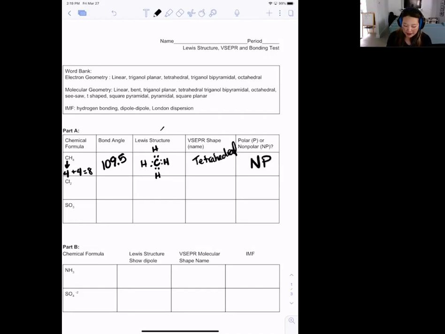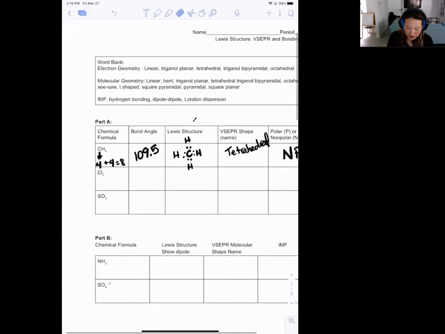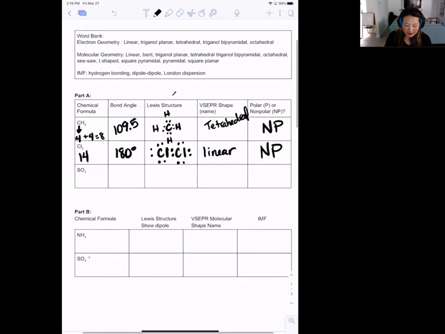For chlorine gas, each chlorine has 7 valence electrons, so therefore it will have 14 electrons total. And so we're going to draw in 2 electrons to connect them, and then draw in the other electrons. And we have 14. It's linear, so it's 180 degrees. Both chlorines have the same electronegativity, so the difference between the two makes it 0, so it is nonpolar. Then we have SO3.